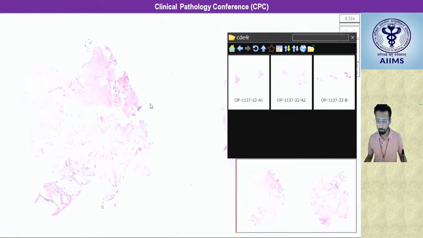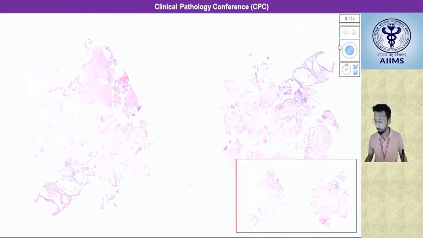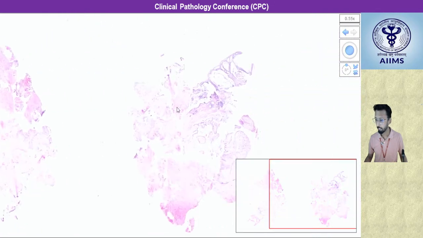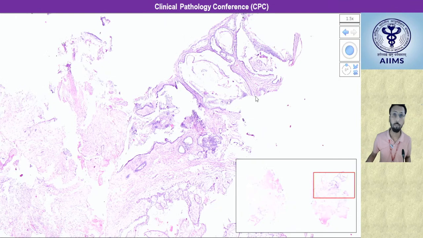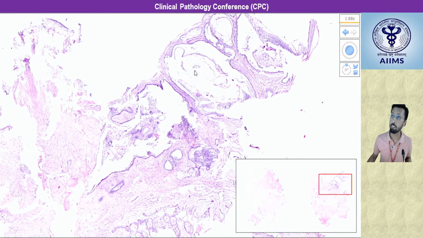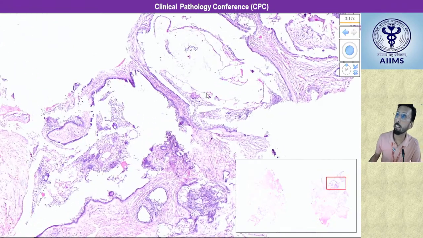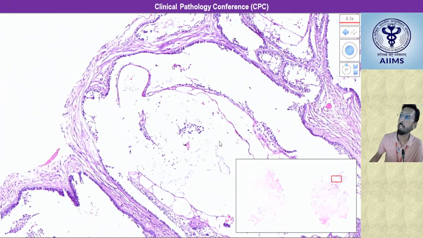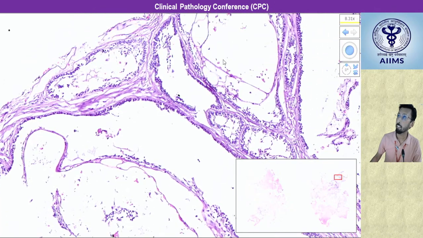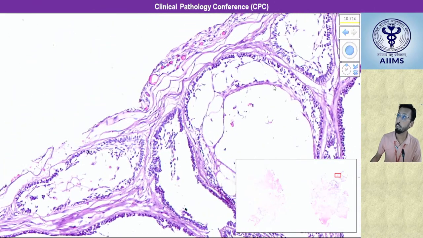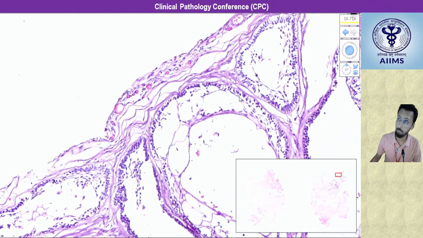Okay, this is the second one. So again, this is very interesting. Now if you look at these areas, you can see large follicular-like structures undergoing some sort of cystic degeneration. If we zoom in further, again, we can appreciate that these large follicular or cystic-like areas are surrounded by odontogenic epithelium. And very interestingly, they are showing you a textbook-like picture.